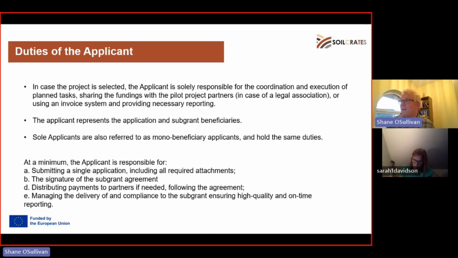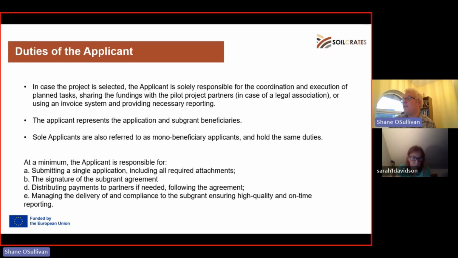Your duties as an applicant. If your project is selected, the applicant is solely responsible for the coordination and execution of planned tasks, sharing the funding with the pilot project partners, in the case of a legal association, or using the invoice system and providing necessary reporting. So in some instances, 2 or 3 farmers could come together and apply for a project. One farmer will be responsible for applying for the project, and he or she will have to invoice other farmers who are partaking in it.